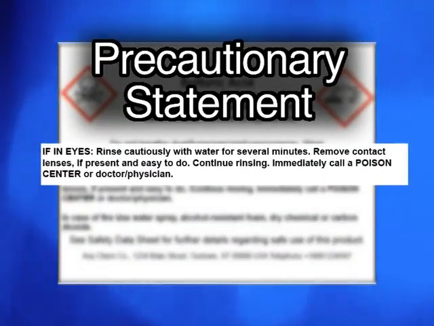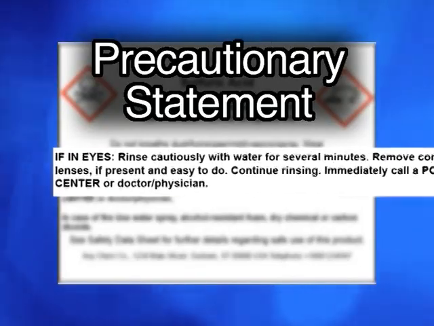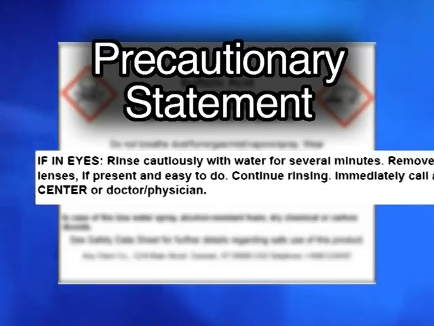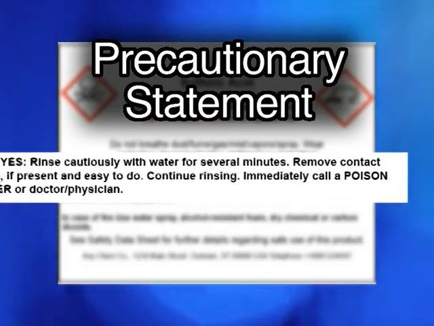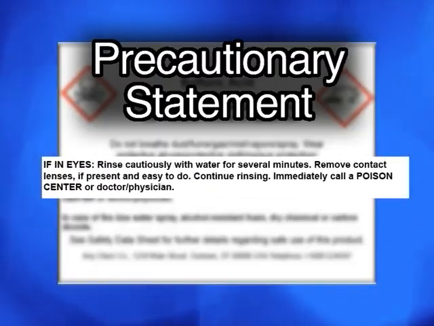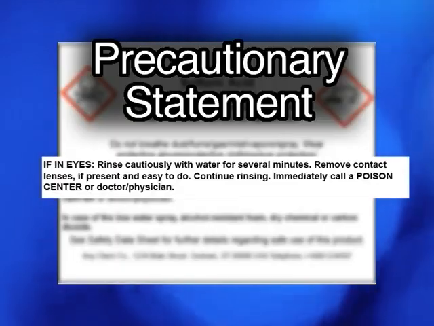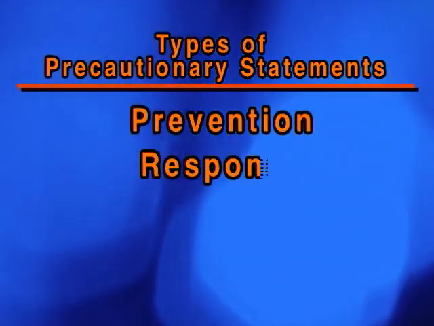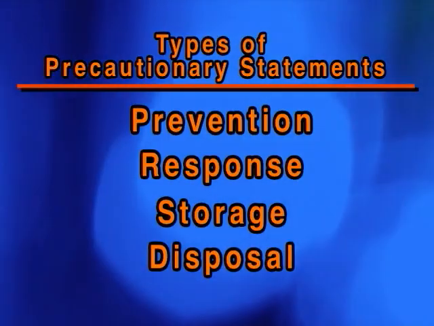Precautionary statement: a phrase describing recommended measures to be taken to minimize or prevent adverse effects resulting from exposure to the hazardous chemical or improper storage or handling. There are 4 types of precautionary statements used on labels. The 4 types of statements are prevention, response, storage, and disposal.